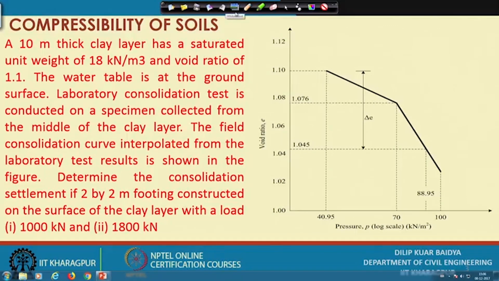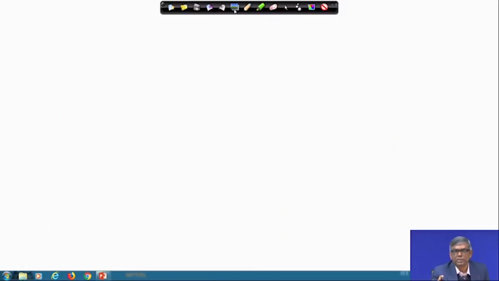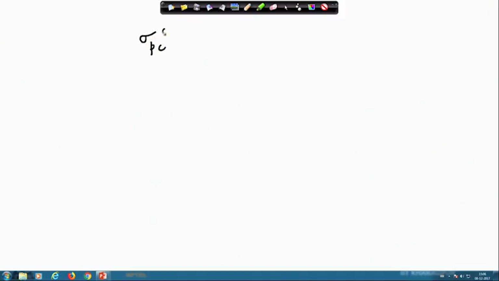Let me see this problem. From this problem there is a chance of having recompression and compression. From the graph itself we can see sigma PC, the pre-consolidation pressure, is 70 kilonewton per meter square, it is given.